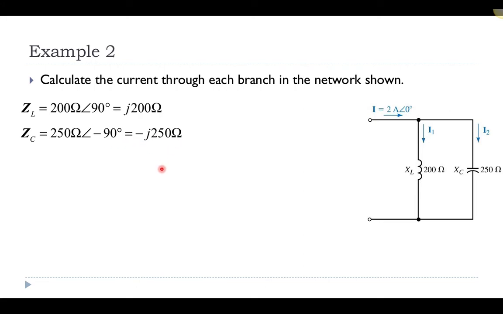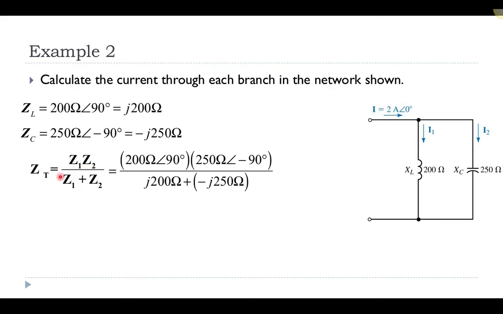These components are connected in parallel, so I am going to find the total equivalent impedance by multiplying the two impedance values together and then dividing by their sum. So 200 with an angle of 90 times 250 with an angle of negative 90, that's multiplying those two components together, and then I would add the two values together at the bottom.